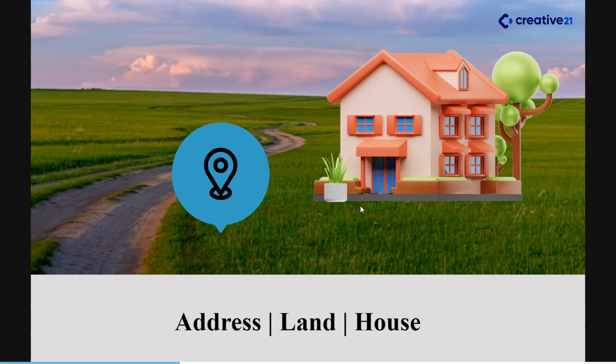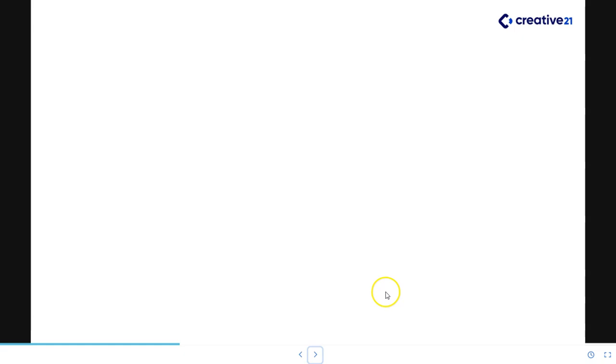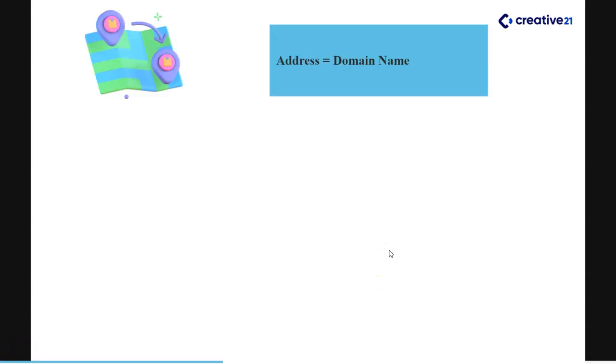So let us go to the next slide and put this in relation to the three things we've just mentioned, which are the address, the land, and the house. The first thing we need to talk about is the address. When it comes to building websites, the address is called the domain name. This is where you hear the word domain name.